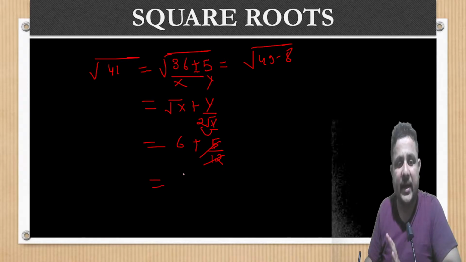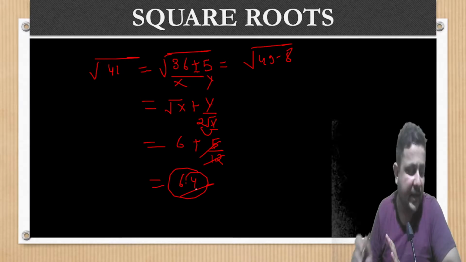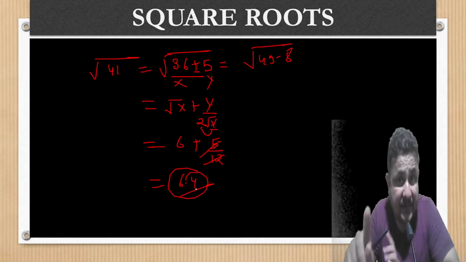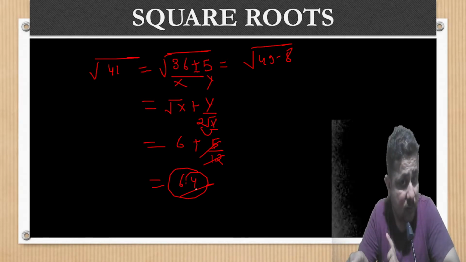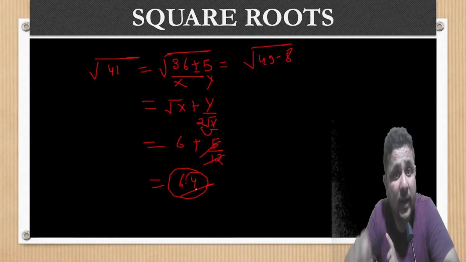So just divide by that, and you will get 6.4 something. This is an approximate answer. Are you getting my point now? You will get a nearby value almost. So this is for imperfect square roots.